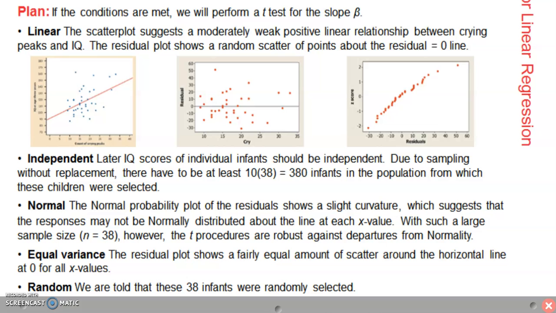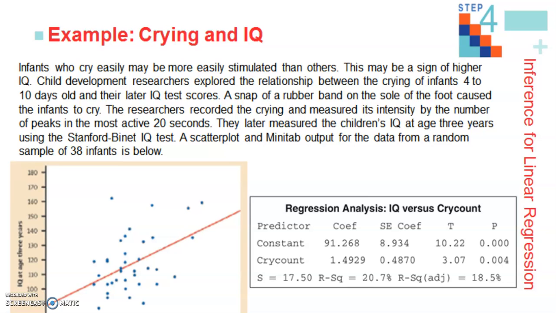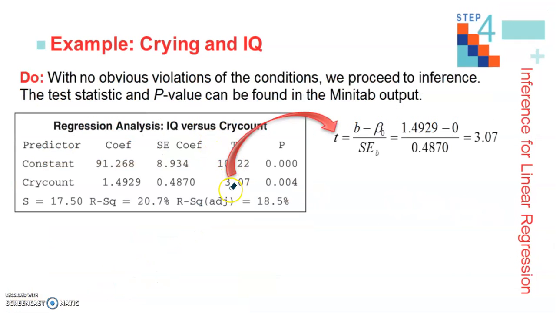Now, in the do portion, because I'm given this table right here, all I have to do is look at this number and say that's the value of the test statistic. If you look at the slope right there, our null hypothesis is 0, the standard error right here, if you divide, you will get that 3.07.